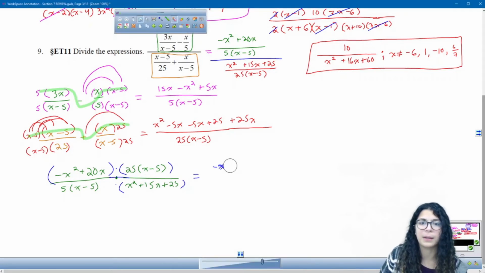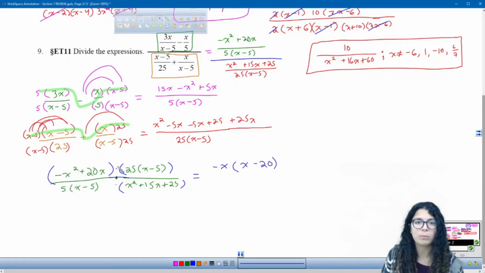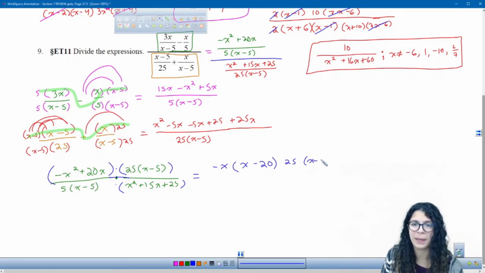my pen wasn't working there for a second. Let's erase that, negative x. And then negative x squared divided by negative x is positive x. 20x divided by negative x would be negative 20. Over here, that's already factored out. It's 25 times x minus 5. So I have negative x times x minus 20 times 25 times x minus 5 in the numerator.